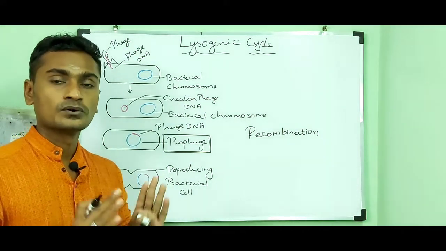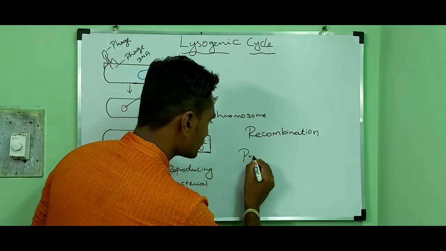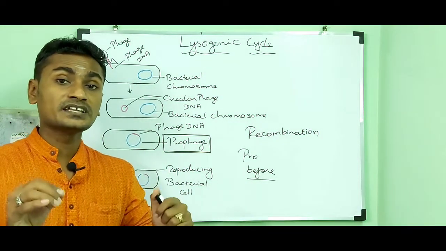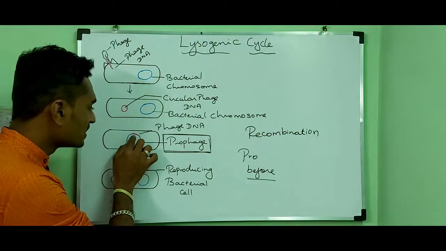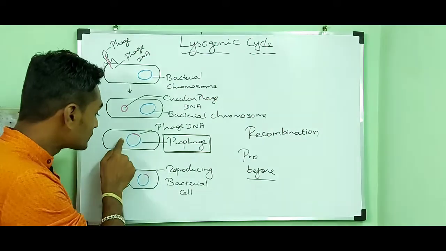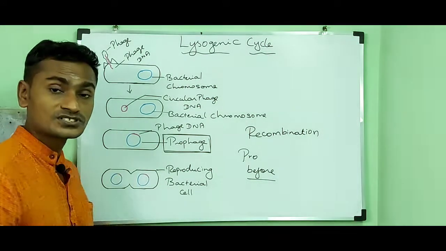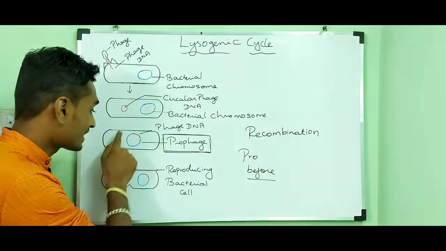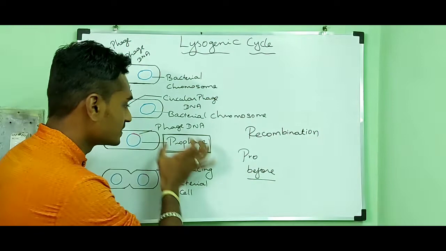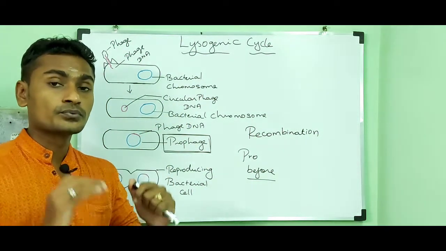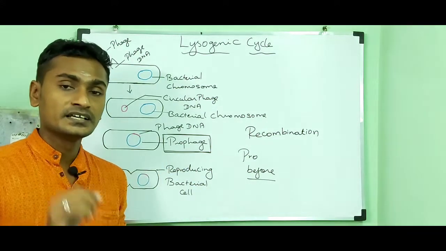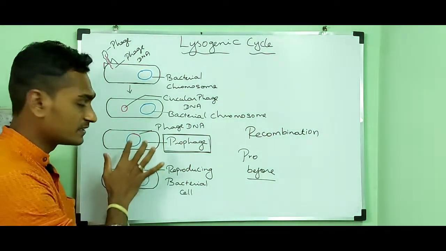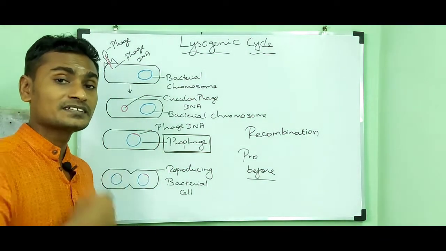What is meant by prophage? Pro means before. So prophage means the state of a virus in the form of a genome integrated into the host DNA before being activated inside the host cell, and that condition is called prophage. Once again, the definition: prophage means the stage of a virus in the form of a genome integrated with the host DNA before being activated inside the host cell.